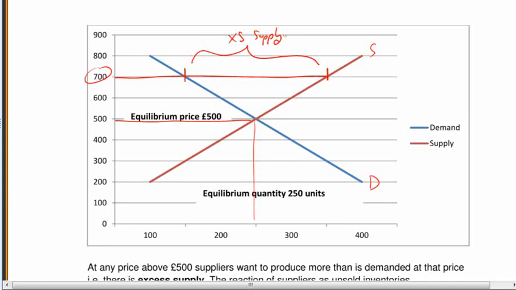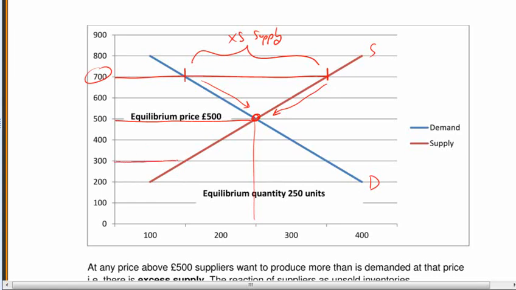Firms would be producing too many goods. Stocks would be building up. And therefore what would firms do? They'd reduce the price. And as they reduce the price, they move backwards along their supply curve, so they gradually produce less and less. But as they reduce the price, consumers demand more, so they move along their demand curve until we hit the equilibrium.